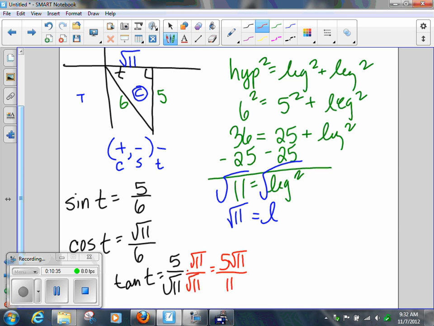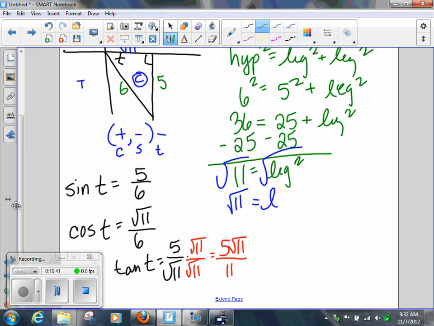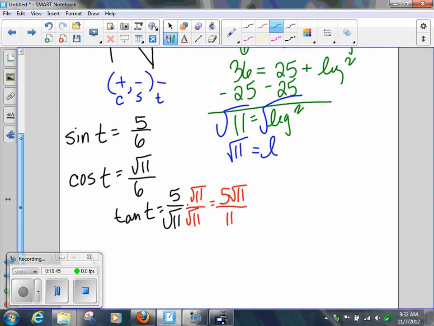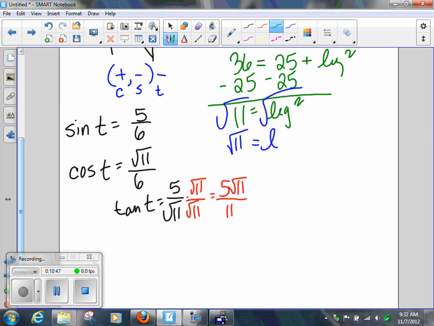You with me so far? Now I'm going to go back and put my signs in. Okay? What's the only one that can be positive? According to the fourth quadrant, cosine's the only one that's positive. Sine was given to us as a negative. Tangent has to be negative. Okay? Now we have to find their reciprocals.